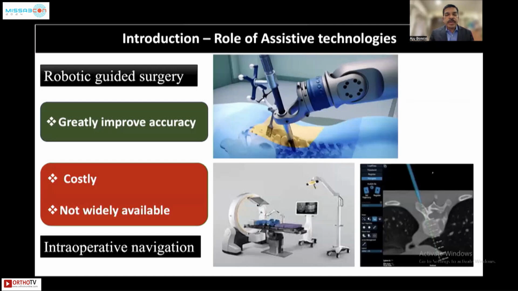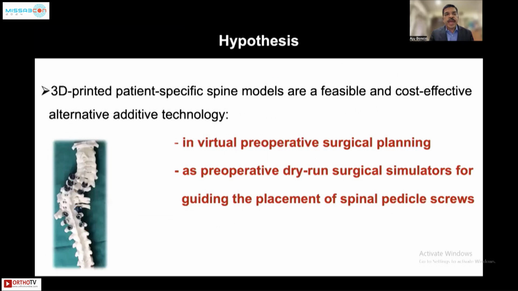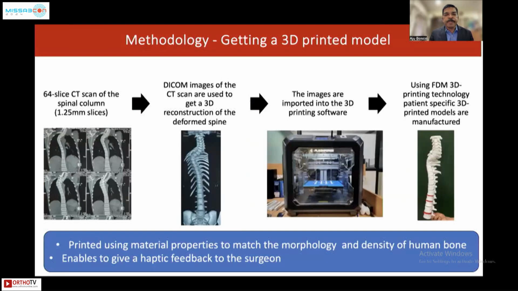Robotic guided surgery and intraoperative navigation greatly improve the accuracy. However, they are costly and not widely available. We hypothesized that 3D printed patient specific spine models are a feasible and cost effective alternate technology in the absence of robotic and navigation, and they can be used in virtual preoperative surgical planning in deformity correction, as well as preoperative dry run surgical simulators for guiding the placement of spinal pedicle screws.